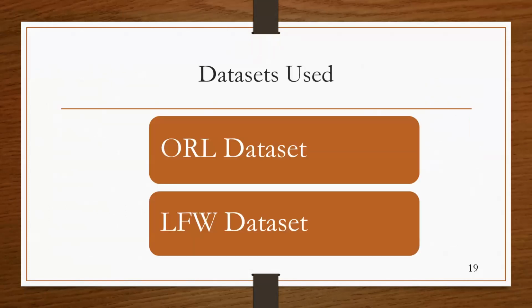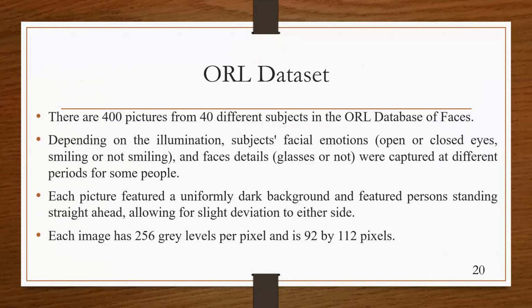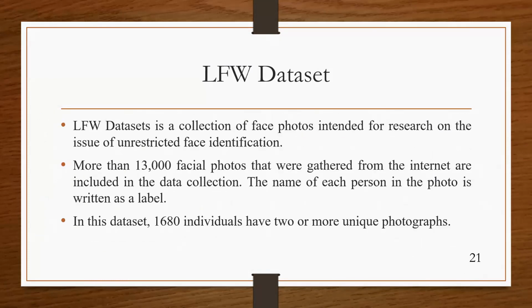The two datasets which are used are ORL and LFW, where ORL consists of 400 images of 40 different subjects with facial variations, like whether the person is smiling or not smiling, with glasses or without glasses. And the LFW dataset consists of 1300 facial photos gathered from all over the internet and data collections.